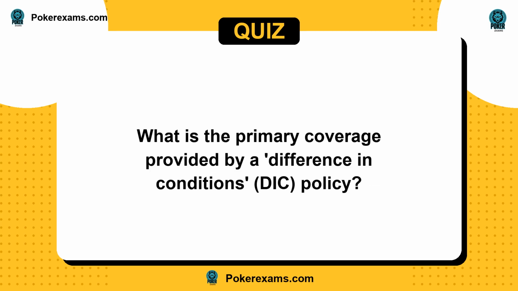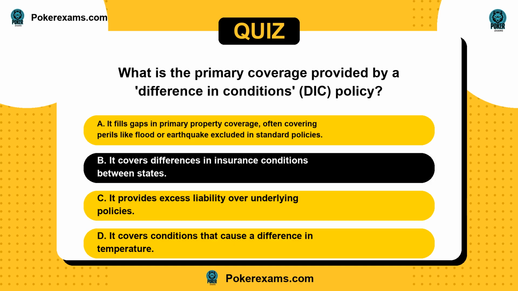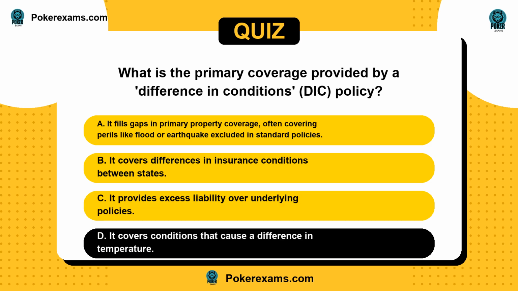Next question. What is the primary coverage provided by a difference in conditions (DIC) policy? Is it A, it fills gaps in primary property coverage, often covering perils like flood or earthquake excluded in standard policies? Or B, it covers differences in insurance conditions between states? C, it provides excess liability over underlying policies? Or D, it covers conditions that cause a difference in temperature?